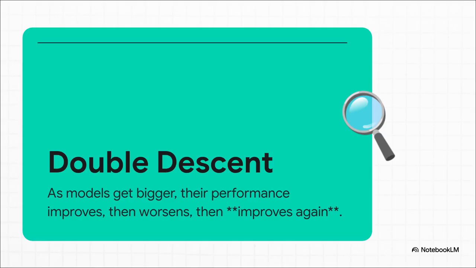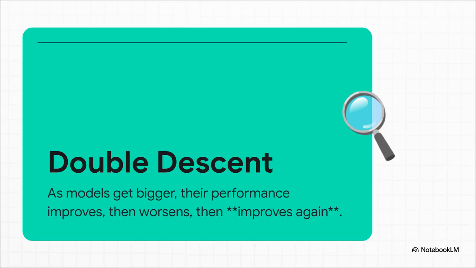Okay, if that wasn't weird enough for you, get ready for something called double descent. For decades, the rule in statistics was simple. You make a model bigger, it gets better, up to a point. Then it gets too good at the specific data it trained on. That's called overfitting, and its performance on new stuff gets worse.